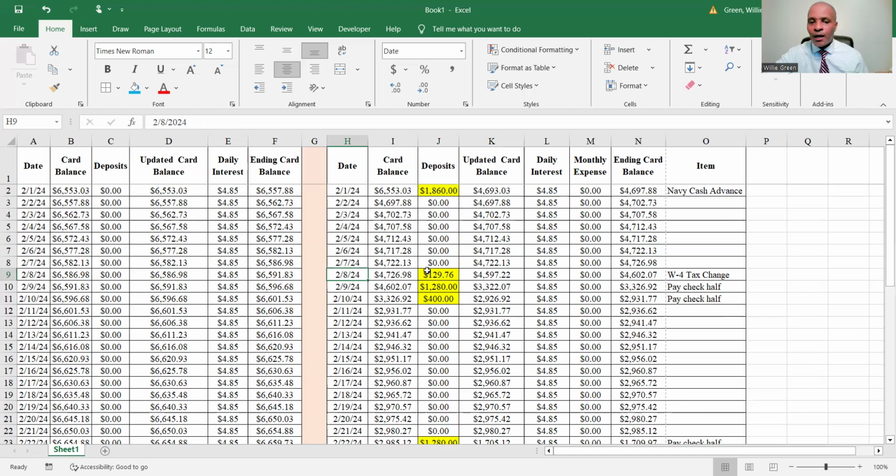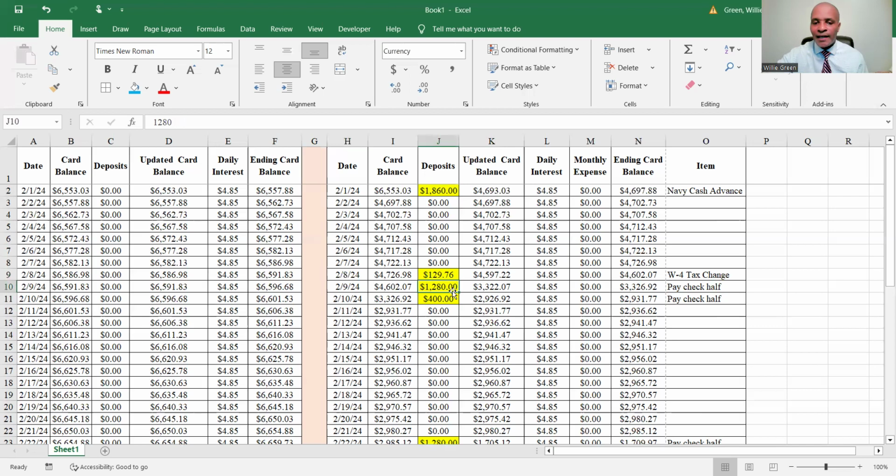Now, $129.76, that's where I made a change in my federal taxes. I went to my employer and said that I'd like to get back more at the beginning of the year versus waiting until the end. And I'm taking that $129.76 extra and using it within velocity banking. And I'm going to try to keep track of how much I potentially save.